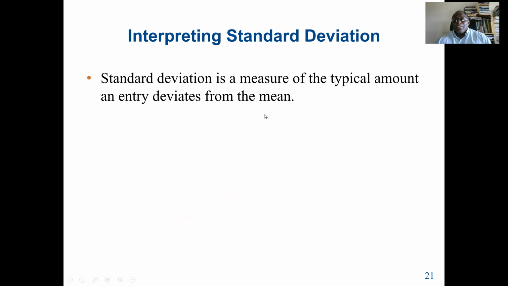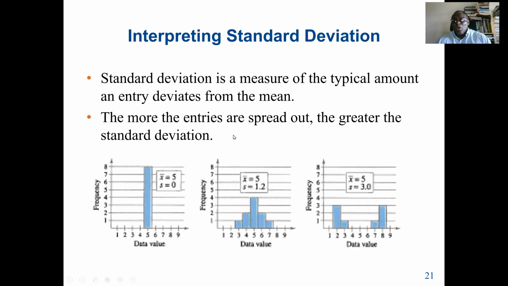So how do we interpret the standard deviation? As we said earlier, standard deviation normally tells us how the data deviate, how each value deviates from the mean, or how the data varies. So standard deviation is a measure of the typical amount an entry deviates from the mean. The more the entries are spread out, the greater the standard deviation will be.